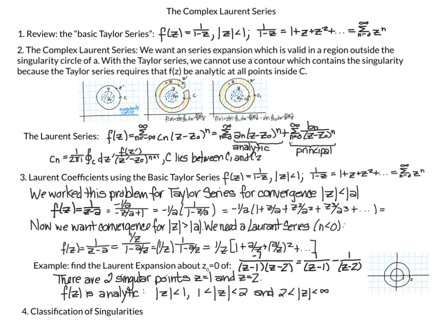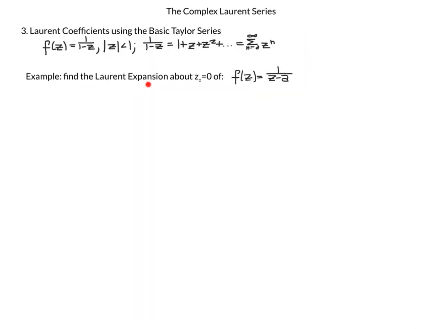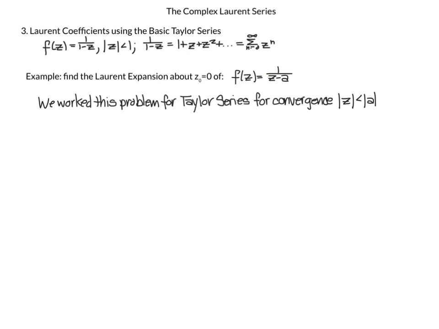This is really the way you're going to do it, not so much doing this integral. Our example is to find the Laurent expansion about z naught equals 0 of f of z equals 1 over z minus a. And it may be that you realize, and this is a good thing, that we worked this problem for Taylor series for convergence of absolute value of z less than a. You can see here that at a we have a singularity or a division by 0, so we had to expand, but we had to have z, this z here, in the singularity circle of a.